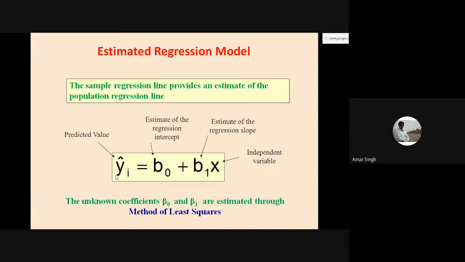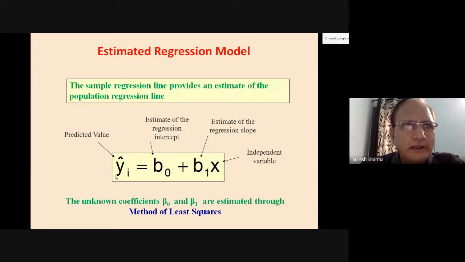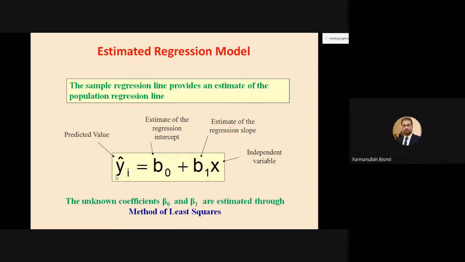Excuse me, sir. We are always talking about the regression, to regress one variable on the other. Yeah, to regress one variable on the other. By regress we mean that you want to predict one variable for a given value of the other variable. Yes. Thank you so much, sir. Absolutely. The essence is clear now.